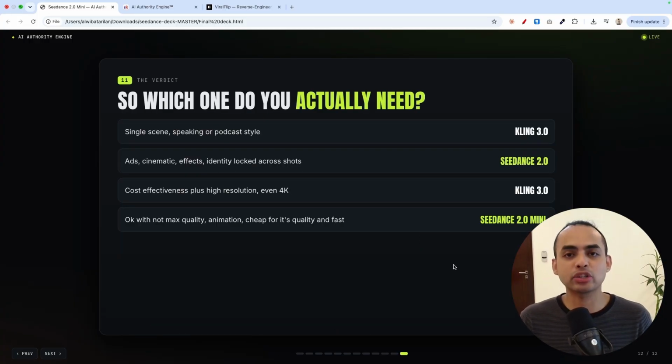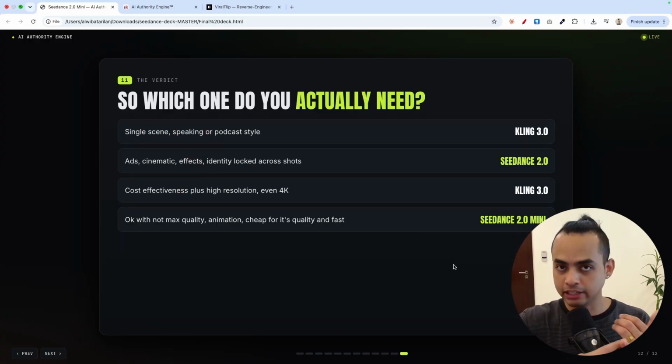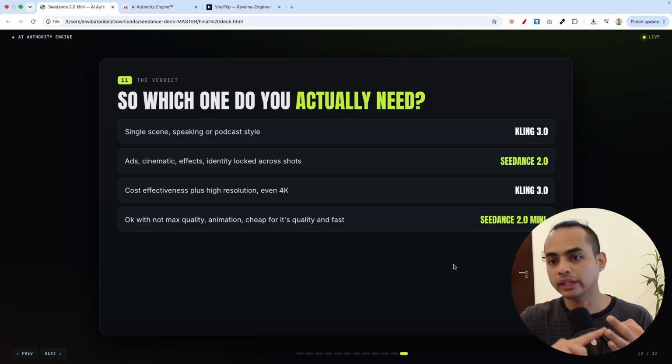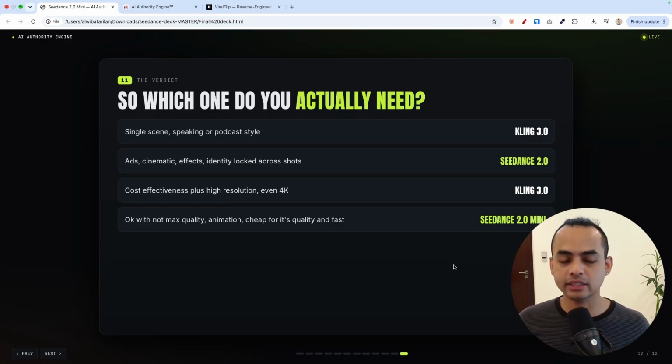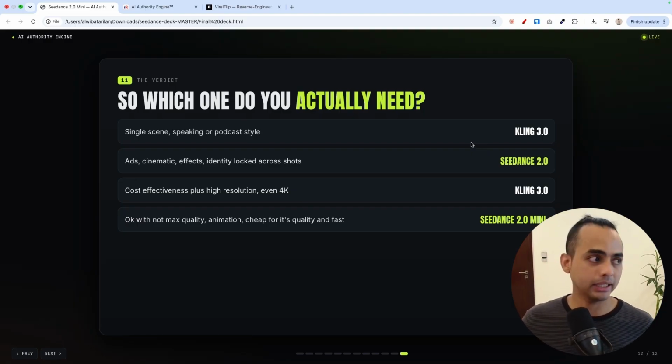So which one do you actually need? And the answer to this is it really depends on your tolerance level, on your expectations and what you really want to achieve, right? Because that's the whole point of having multiple models. If you are generating single scenes, talking avatar, podcasts, UGC, holding a product and stuff like that, Kling 3.0 is your best bet because it's cost effective and you can generate this not even at 4K, but even at 1080p, and you can mass produce this like crazy while saving your credits, okay?